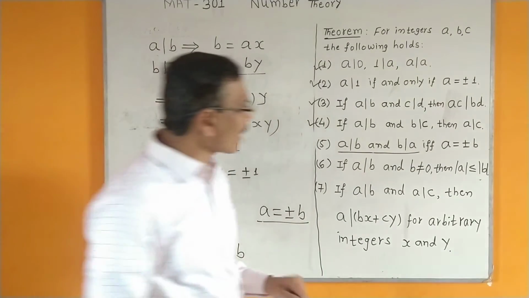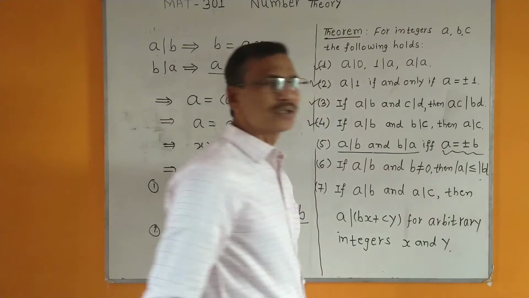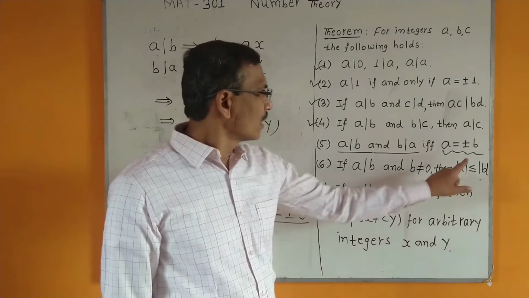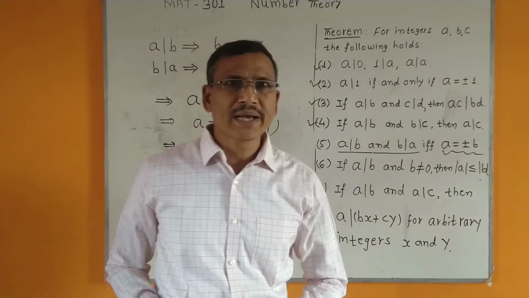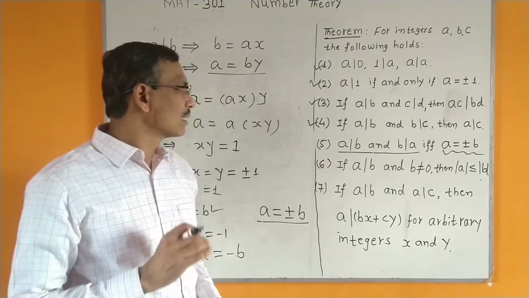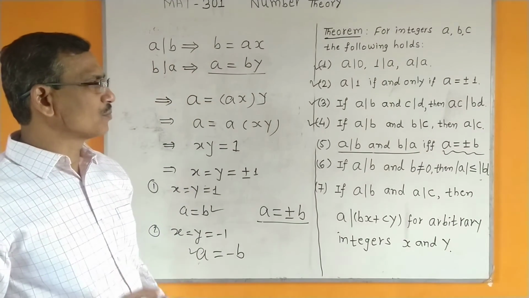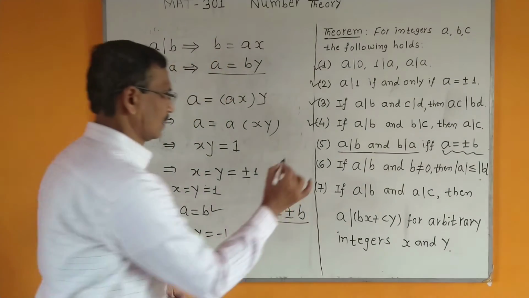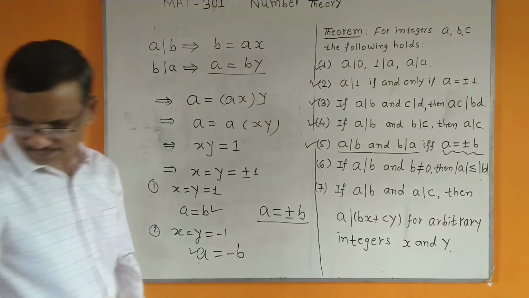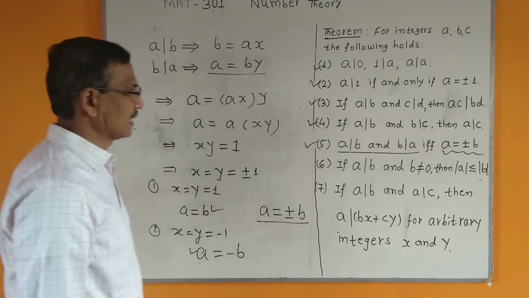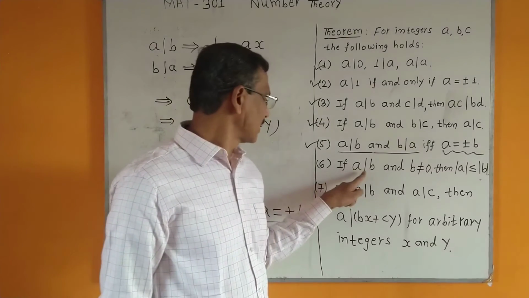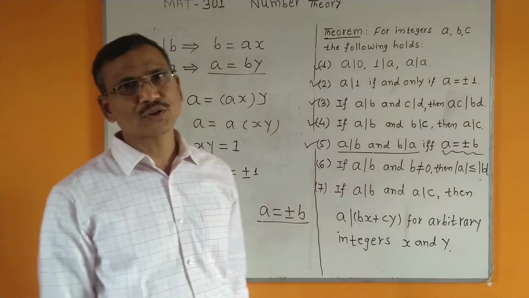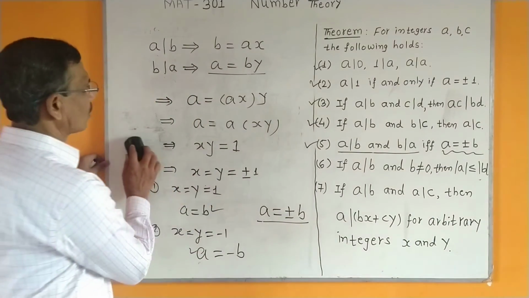Conversely, what happens if we consider A is equal to plus or minus B? If we consider A is equal to plus or minus B, then clearly A divides B and B divides A. Okay, this is the proof of the fifth. Now in 6, if A divides B and B is not equal to 0, then we have to prove that the modulus of A is less than or equal to the modulus of B.